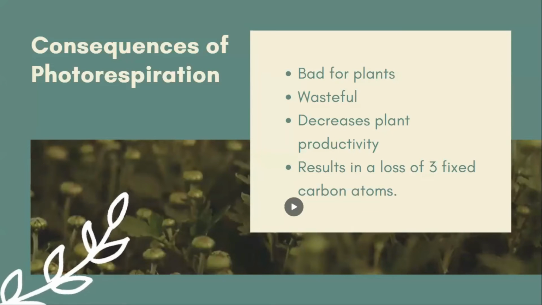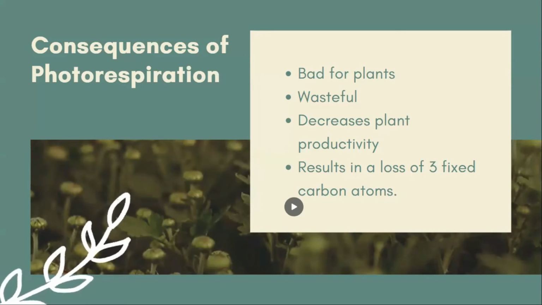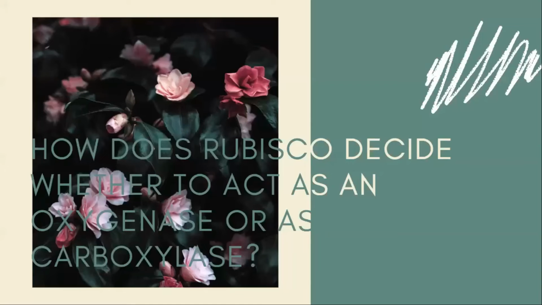So next we have the consequences of photorespiration. A disadvantage of photorespiration is that, one, it is bad for plants. Photorespiration is thus, two, a wasteful pathway because it significantly lowers the efficiency of photosynthesis and thus, number three, decreases the productivity of plants like wheat and soybean. It does so by decreasing the efficiency of photosynthesis and by preventing them from using ATP and NADPH during carbohydrate synthesis. It also results in, number four, a loss of 3 fixed carbon atoms.